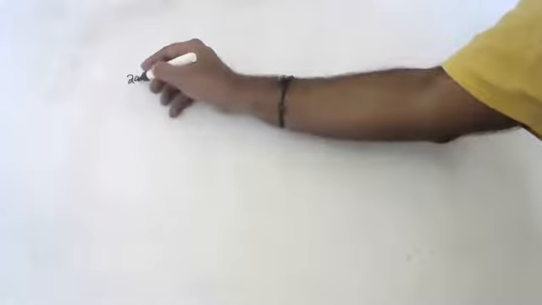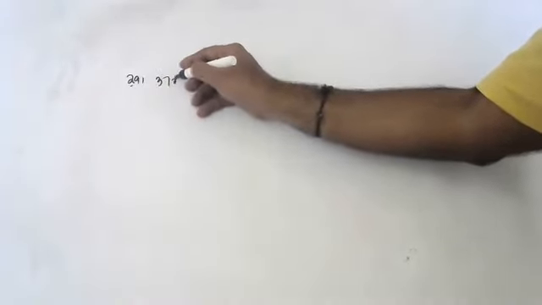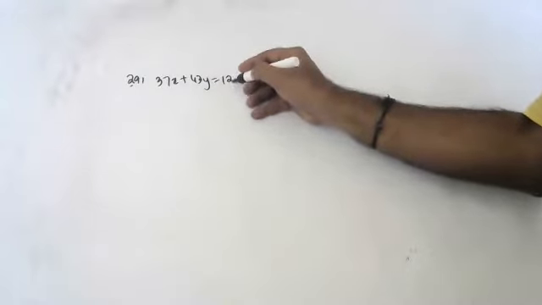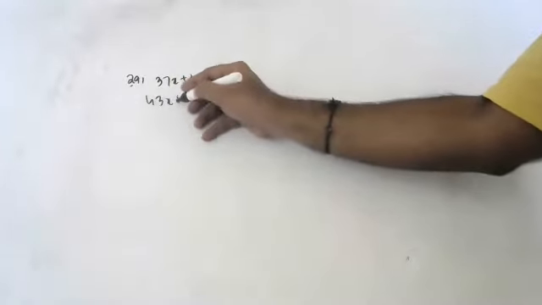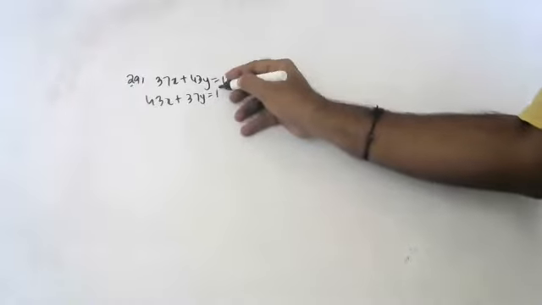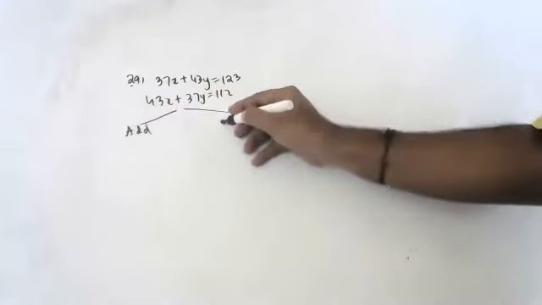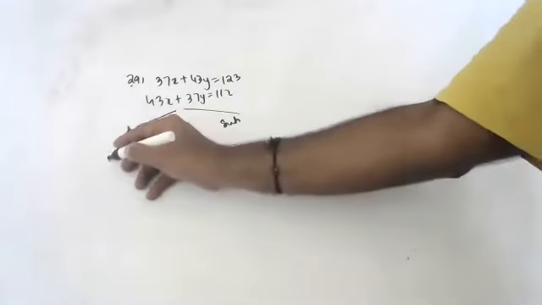Children, please concentrate. Please keep copying. Next question, the 29th question: 37x plus 43y is equal to 123, and 43x plus 37y is equal to 117. Do you remember how to do this? Add and subtract. Once you have to add and once you have to subtract.